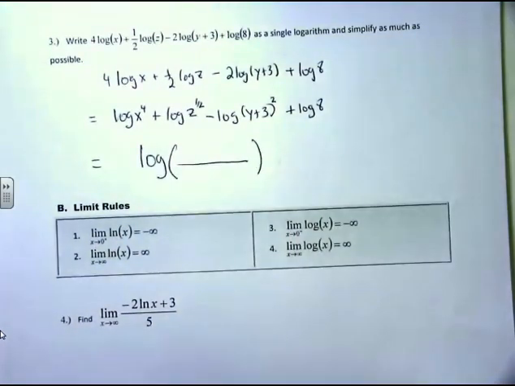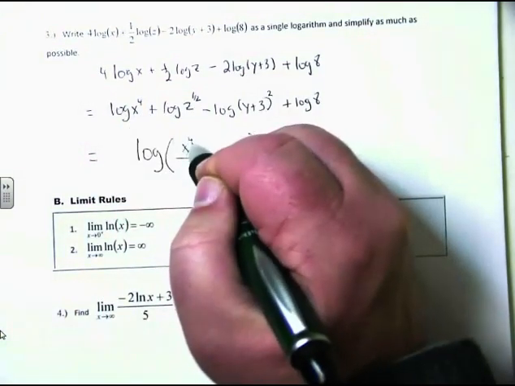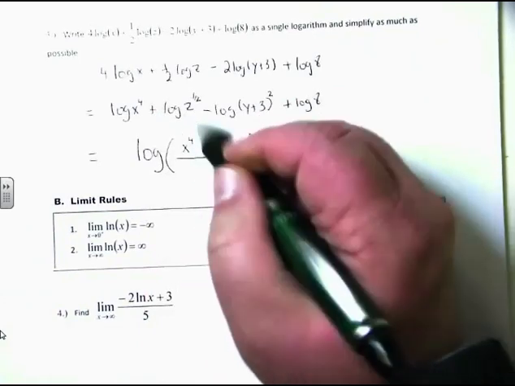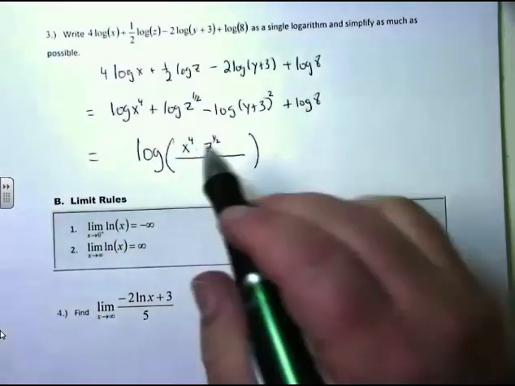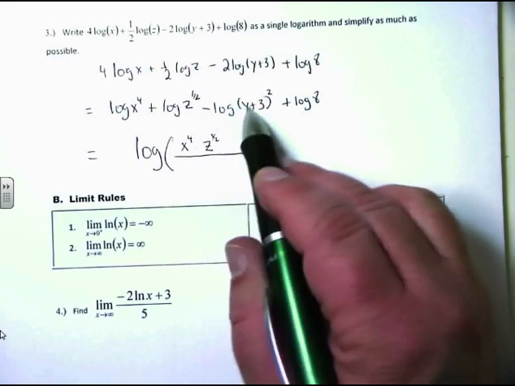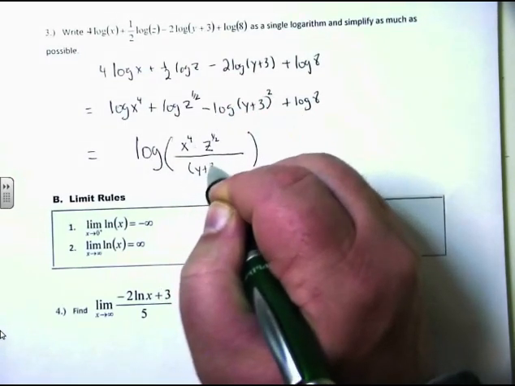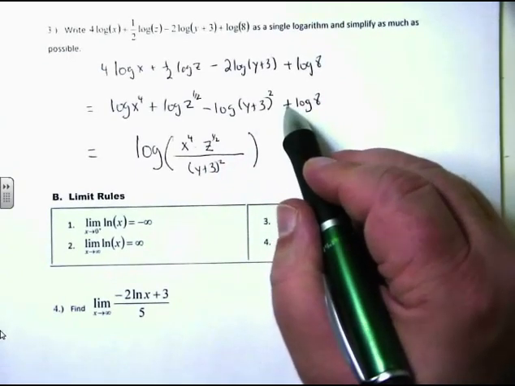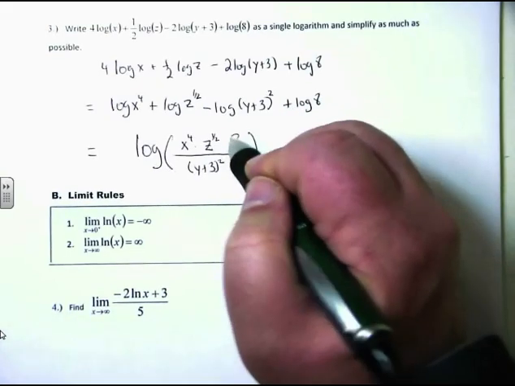And it doesn't matter about order. This is positive, so the x to the 4th is going to go on top. This is plus. Plus turns into multiplication. Multiplication shows up in the numerator, so the z to the 1/2 will show up on top. This is a minus. Minus turns into division, so the y plus 3 squared will show up in the denominator. But this is a plus. That means it's multiplied. Multiplication means the terms show up in the numerator. So the 8 will show back up in the numerator.